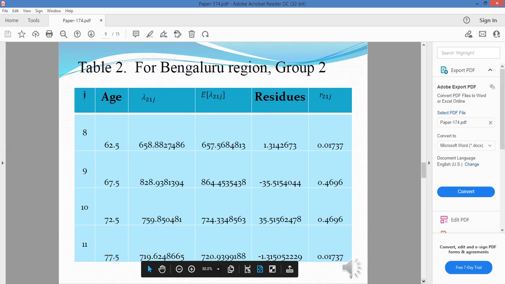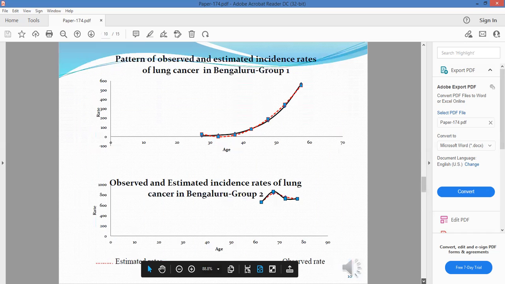Similarly, we can observe that R11J and R21J values are less than for the region Mumbai also, for group 1 as well as group 2, but the tabular representation of that we have presented in our paper. To illustrate the values of R11J and R21J, we have illustrated using the Bengaluru region only in this PowerPoint presentation.